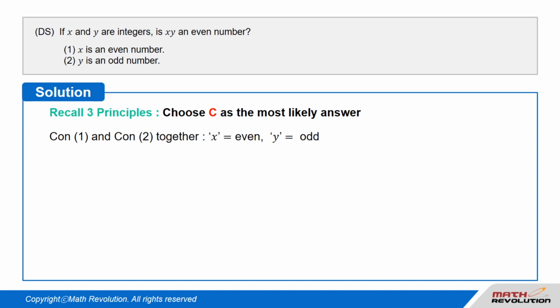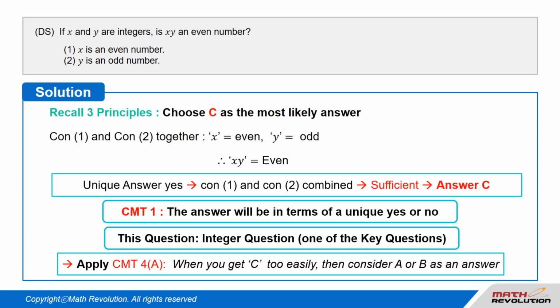Let's take a look at both conditions together, which tells us that x and y are even and odd, and therefore, the product of x times y will be even. The answer is a unique yes. So, conditions 1 and 2 combined are sufficient by CMT1, which means the answer will be in terms of a unique yes or no. Thus, C seems to be the answer.